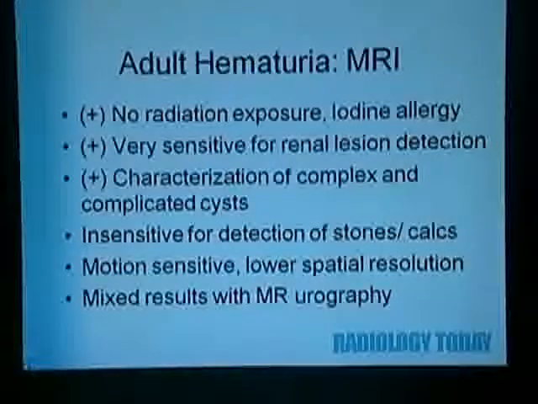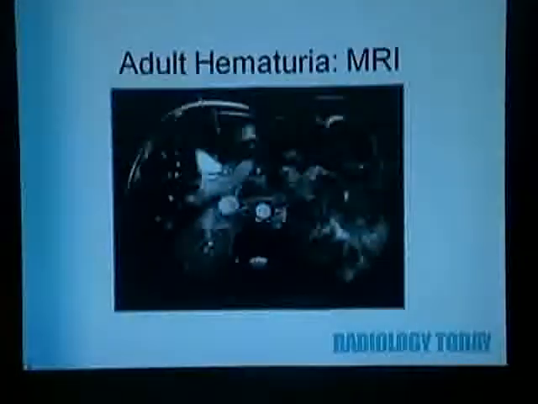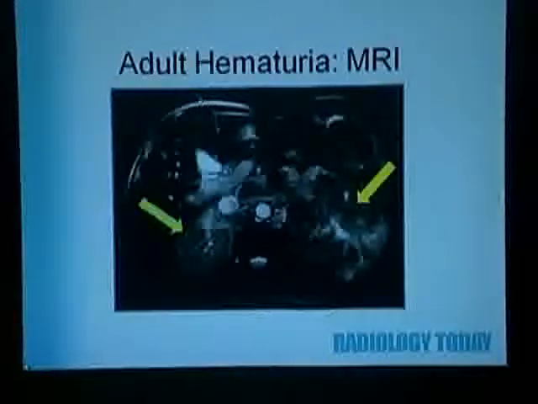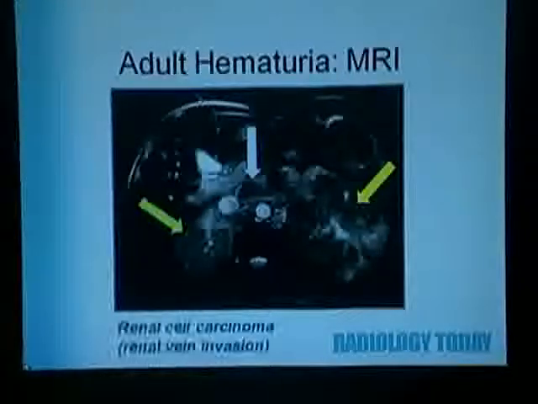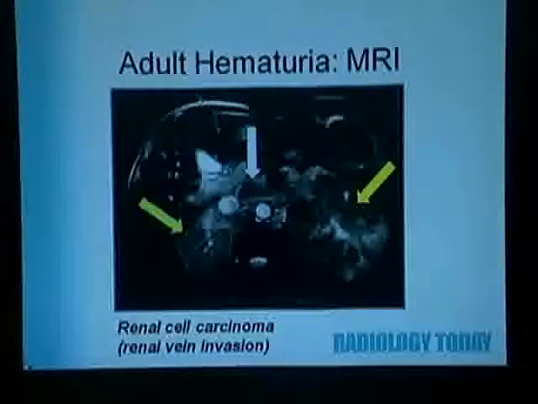And there's mixed results for MR urography. So you might get good characterization of renal cysts and solid lesions, but your overall evaluation of the urinary tracts and bladder can be somewhat limited. Here's an MRI image which demonstrates a normal right kidney, but the left kidney is largely replaced by this large heterogeneous mass. Additionally, the MRI demonstrates that there's renal vein invasion, which is a very typical pattern for a renal cell carcinoma with renal vein invasion.